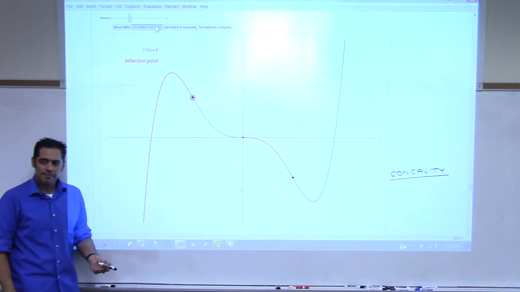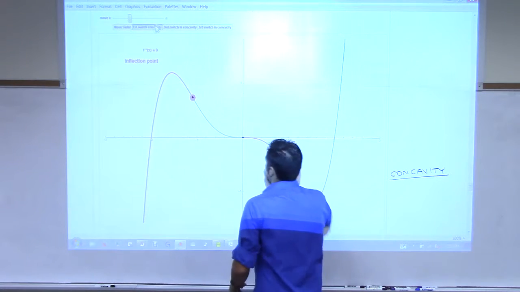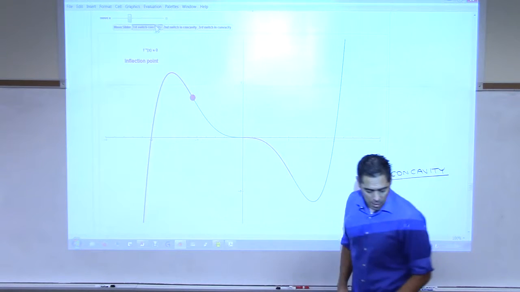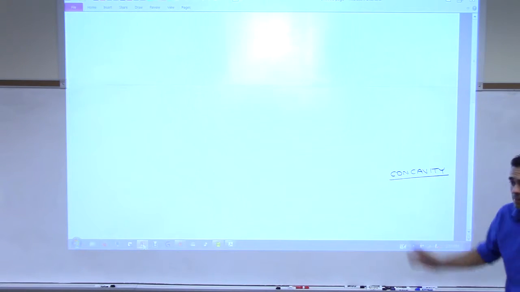Go with me? Okay. So the first derivative is all about up and down. The second derivative is all about smiles and frowns. That's what it's about: concave up and concave down. What's the purpose of finding the second derivative? What is the value of the second derivative in these concave things?